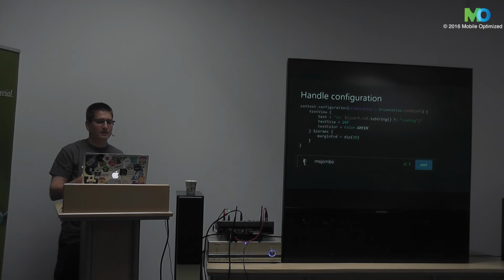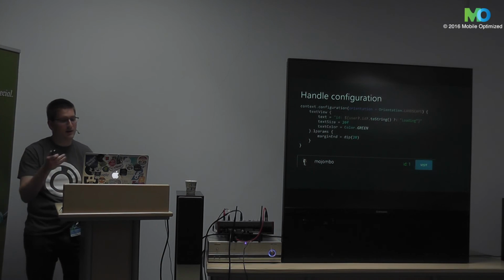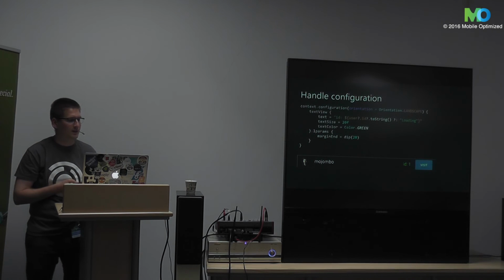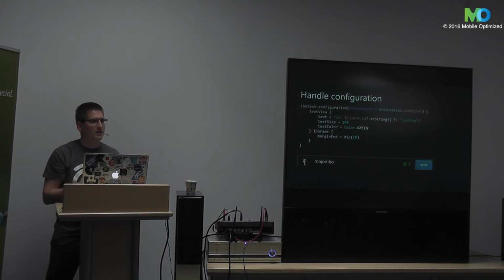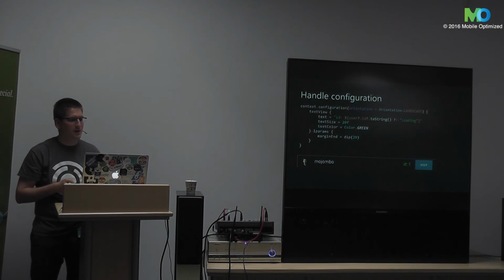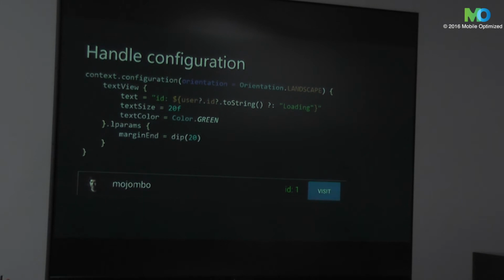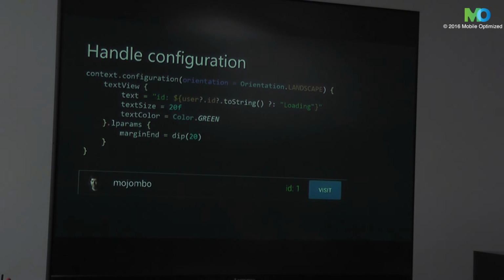So this code states that if you are in landscape mode, we also put another text view in the layout, a green text view. It's nothing interesting. It just shows you that you can branch your code depending on configuration, and you don't have to replace your whole layout logic. You can replace just specific parts. So it is more powerful than XML, which can only be replaced as a whole.